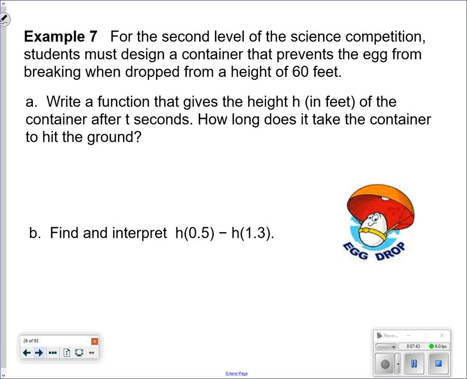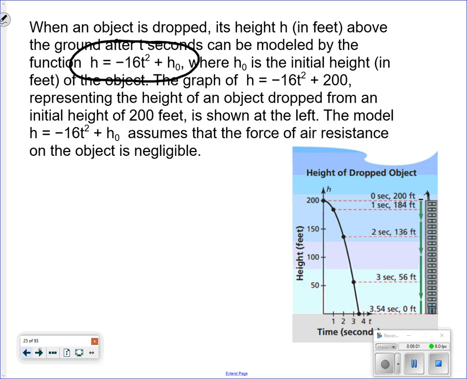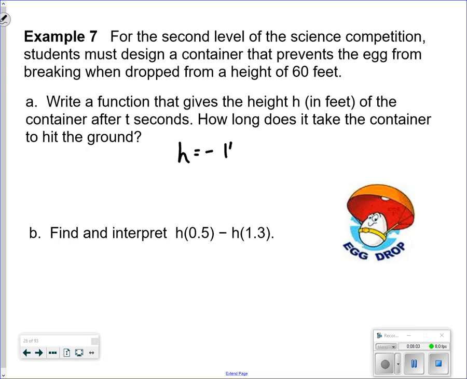For the second level science competition, students must design a container that prevents an egg from breaking when dropped from 60 feet. What is the function that gives the height of the container after t seconds? How long does it take for the container to hit the ground? So here's using the previous slide. H is equal to negative 16 t squared plus h sub o. In this case, we're dropping it from 60 feet. Write a function. How long does it take for the container to hit the ground?